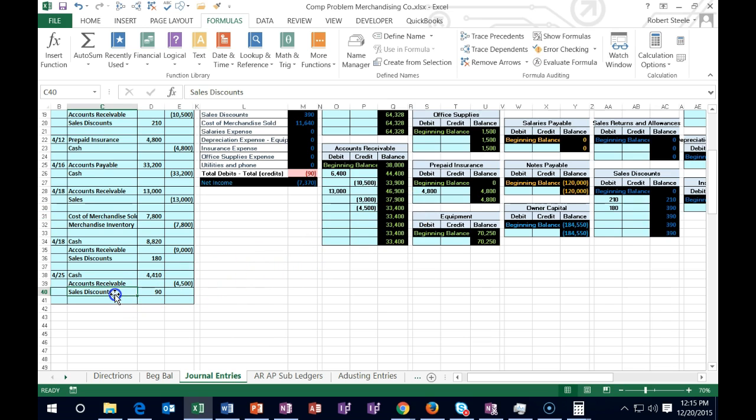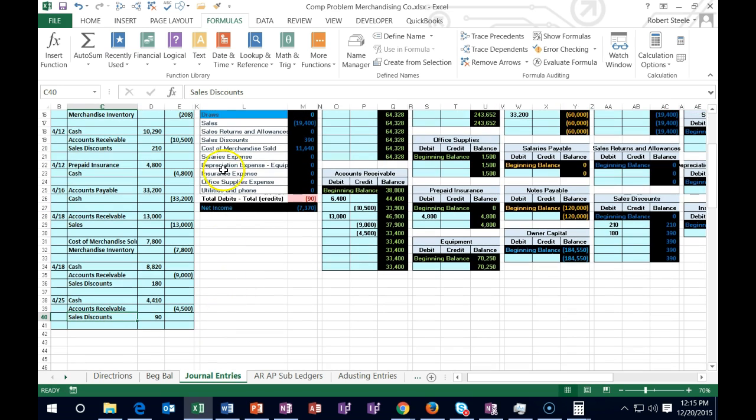Last one's the sales discount. So sales discount, if we look on the trial balance, is in the blue area. Sales discounts, we've got to be over here in the blue area on the general ledger. There it is, only goes one way, goes in the debit direction. Equals in cell AA31, that $90 bringing the sales discount up to $480. That brings net income down by that $480.